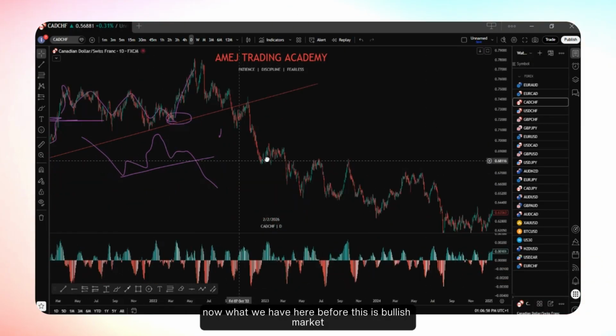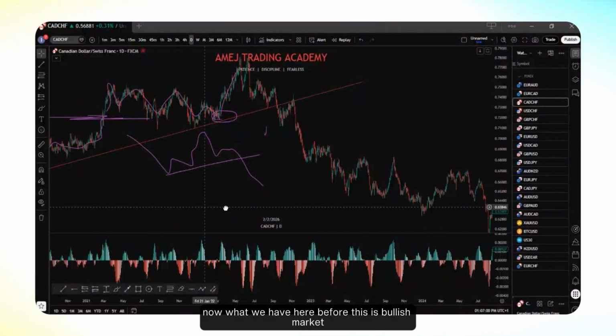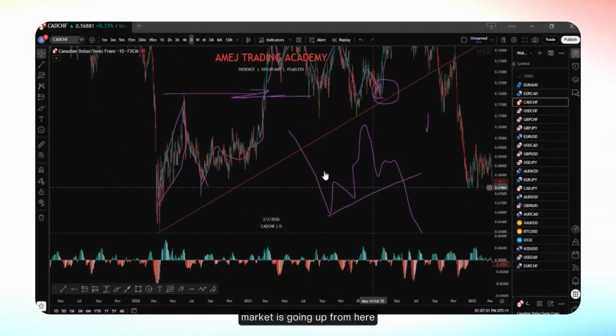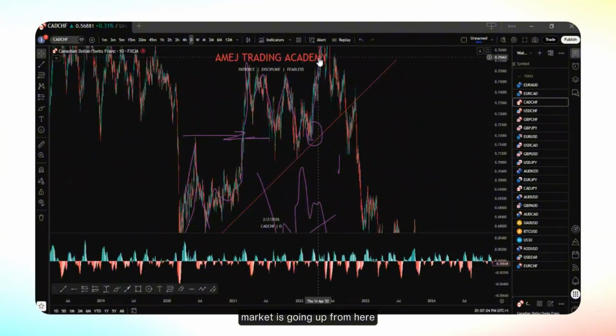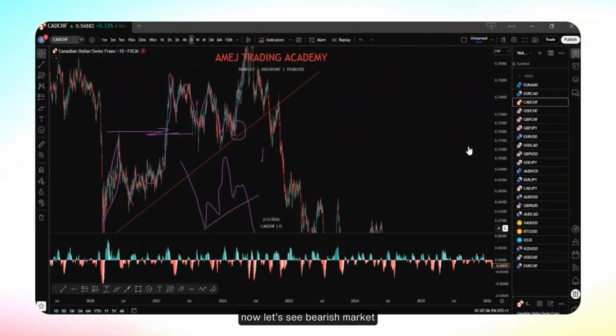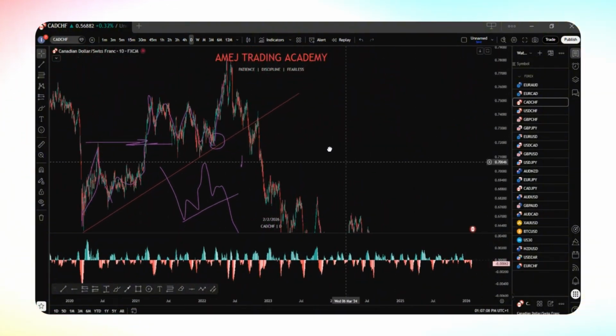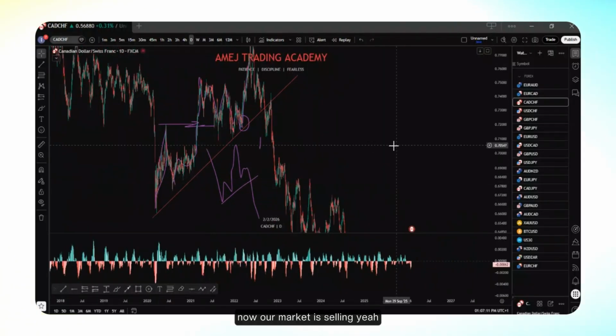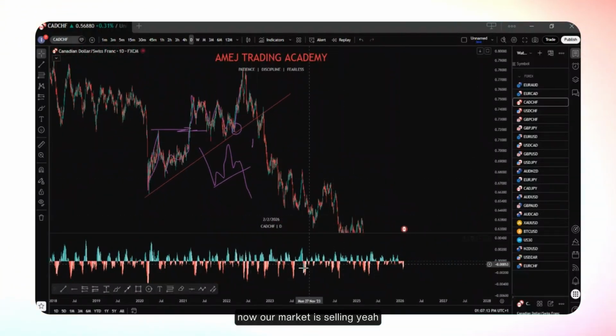Now what we had here before was a bullish market. The market is going up from here. Now let's see a bearish market. Now the market is selling here.